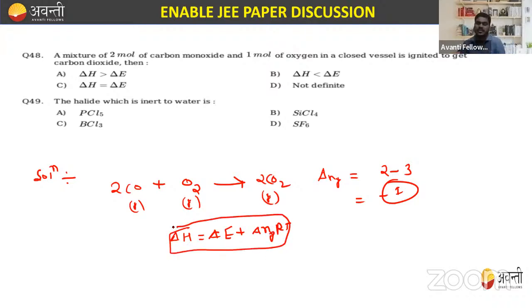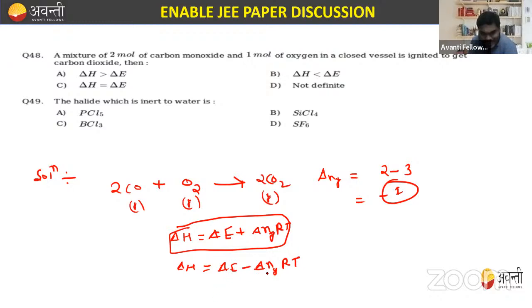This is the relationship between the enthalpy and the first law. That is, delta H is equal to delta E plus delta Ng RT. Here what is delta Ng? Delta Ng is minus 1. So we can write it like this: delta H is equal to delta E minus delta Ng RT.